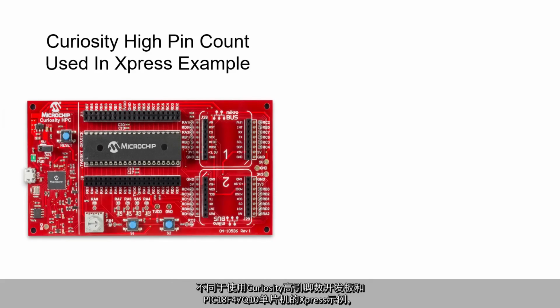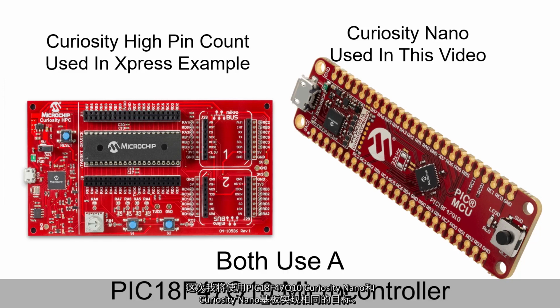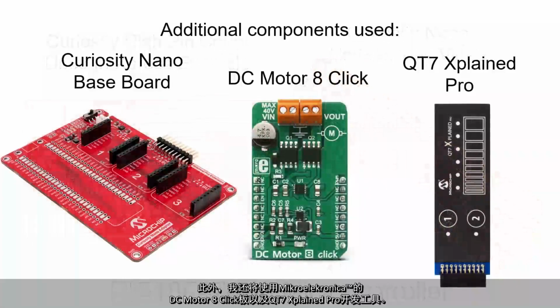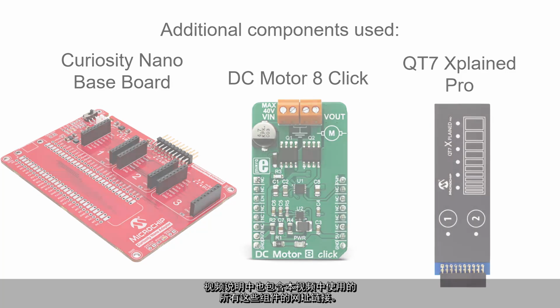Unlike the Express example that uses a Curiosity high pin count development board with a PIC18F47Q10 microcontroller, I will be using the PIC18F47Q10 Curiosity Nano along with the Curiosity Nano baseboard to accomplish the same goal. Additionally, I will also use a DC motor 8 click board from Mikroelektronika and also the QT7 Xplained Pro development tool. Links for all the components used in this video can be found in the description as well.